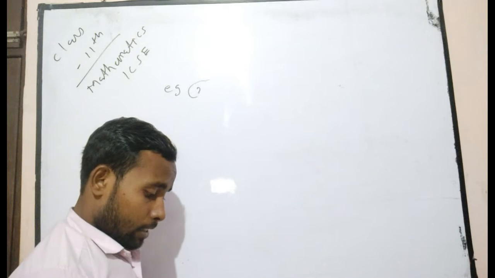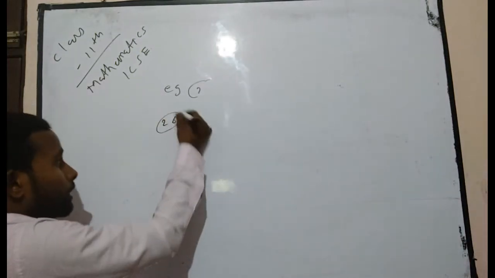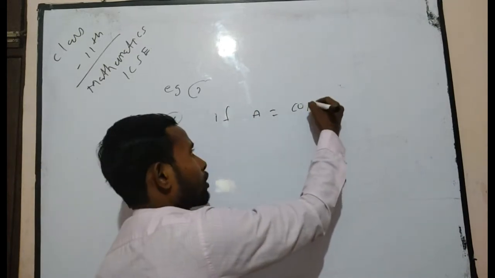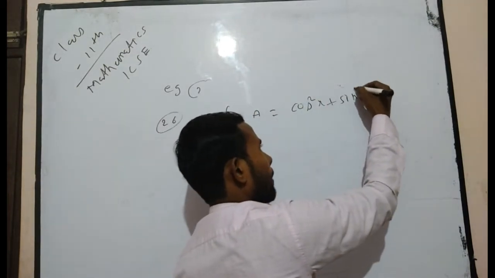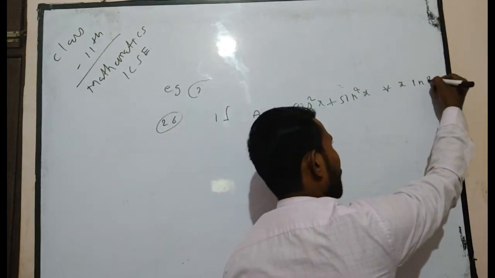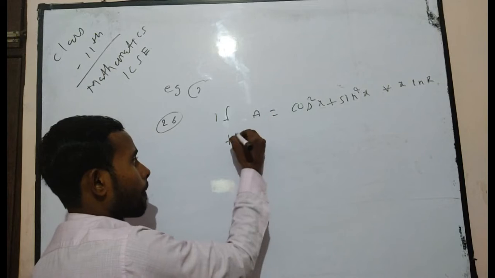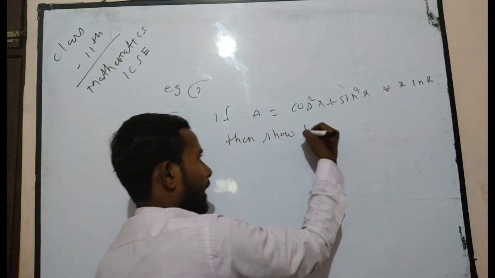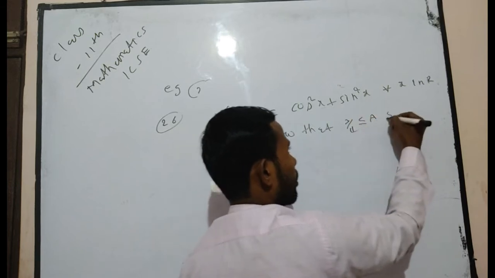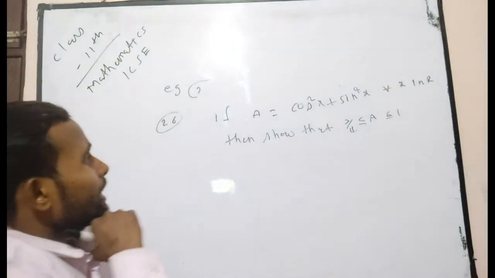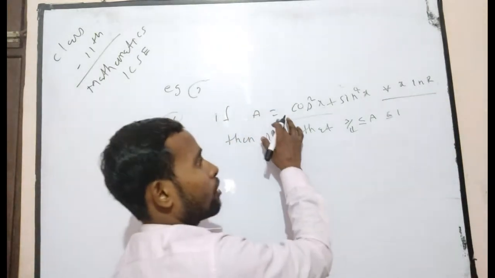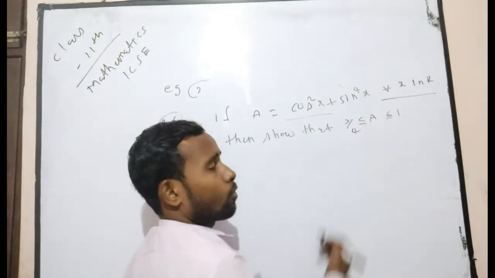Next example 26, in which it says that if a is equal to cos square x plus sin x whole to the power 4 for all x in R, then show that a is greater than or equal to 3 by 4 but less than or equal to 1. In this problem it says that if a is equal to this function and for all x belongs to R, then you have to show that the value of a is always greater than or equal to 3 by 4 but less than or equal to 1. How can you show?